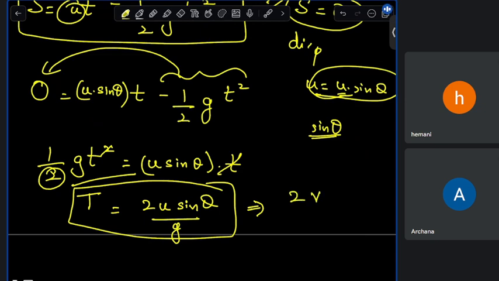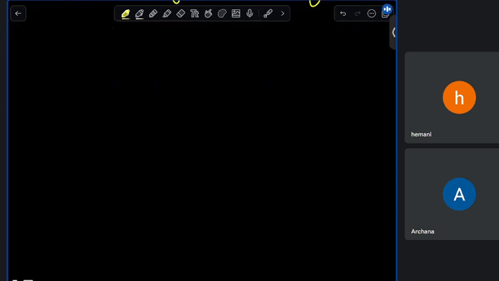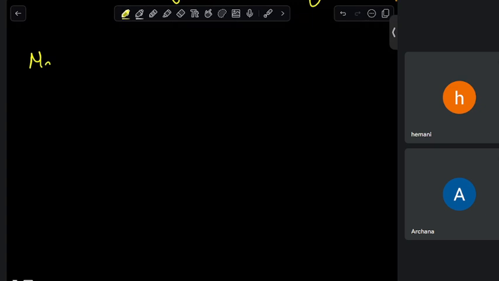You can either write 2u sin theta by g or the other way, instead of writing u, you write v naught sin theta by g, whatever has been followed in your colleges. That's the meaning of it. We spoke about time of flight. The same thing we'll also talk about max height.